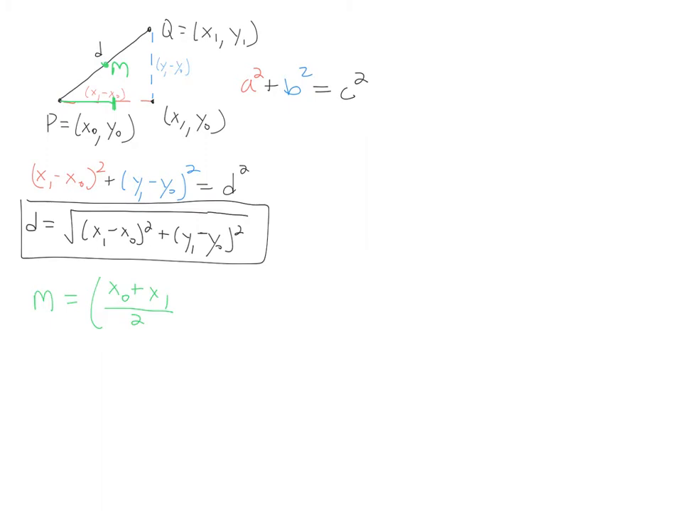And then we go halfway up between these two, and for that, we do something similar. We find the midpoint between y1 and y0, which is y0 plus y1 all divided by 2. And that gives us the coordinates for the midpoint M between these 2 points.